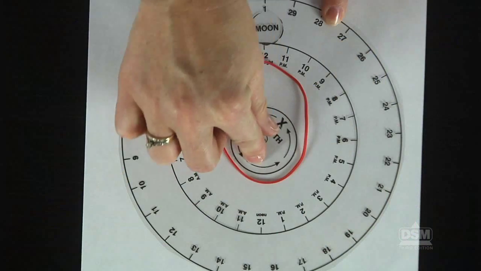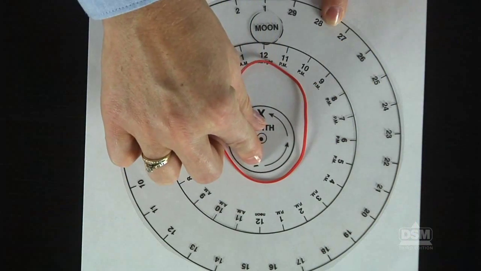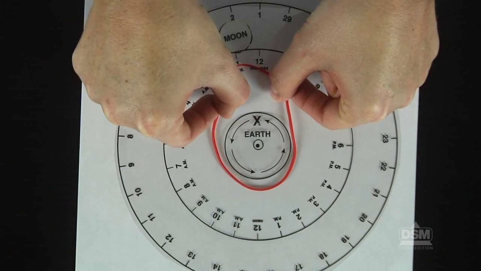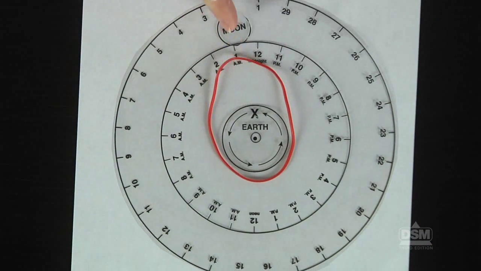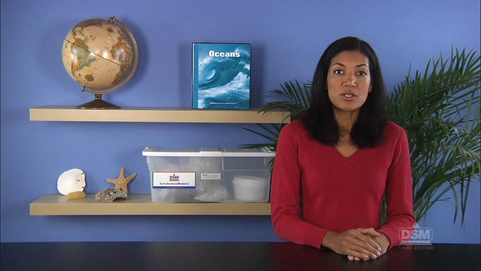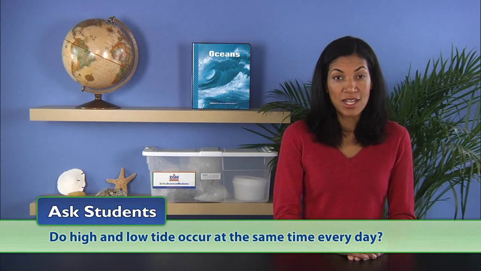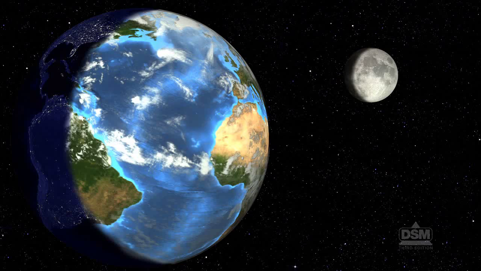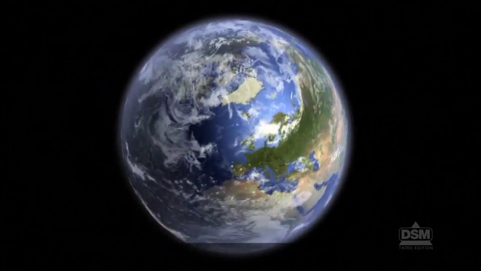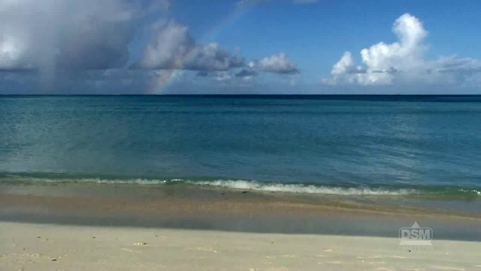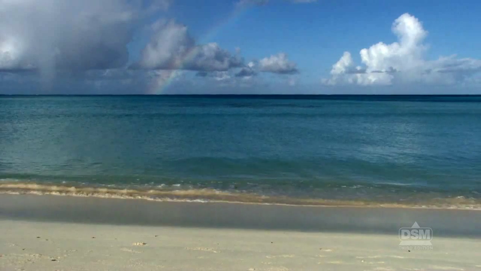After one complete rotation of the Earth, have students advance the Moon one space to day 2 and readjust the rubber band so that the bulges are again aligned with the Moon. Ask students, do high and low tide occur at the same time every day? Students should understand that the Moon is moving very slowly around Earth as Earth rotates, and that high and low tide occur a little less than an hour later each day.